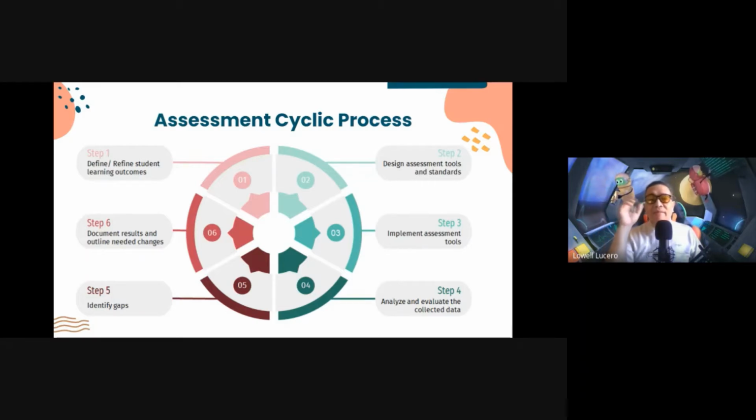Then the last step is, of course, you need to document the results. Outline the needed changes in the curriculum, instructional materials or teaching strategies. So these are the assessment cyclic process. It goes back and forth. After step 6, you go back to step 1. Once you have documented the results and outlined the needed changes, you refine the student learning outcomes, then go back to steps 2, 3, 4, and so on. It repeats, which is why we call it a cyclic process, because it's a cycle.